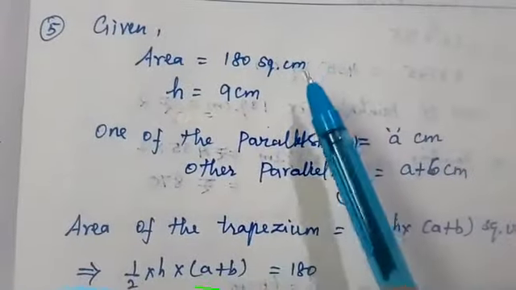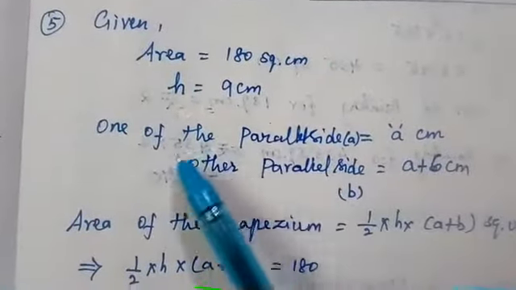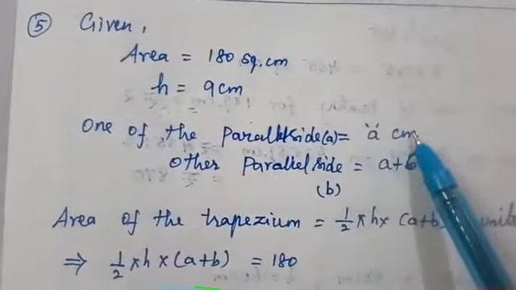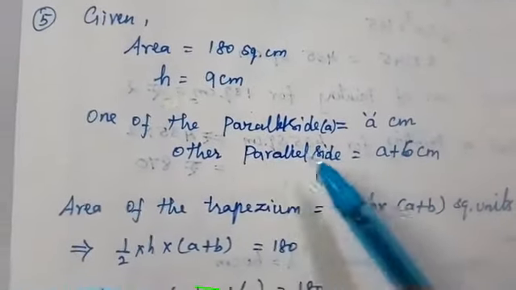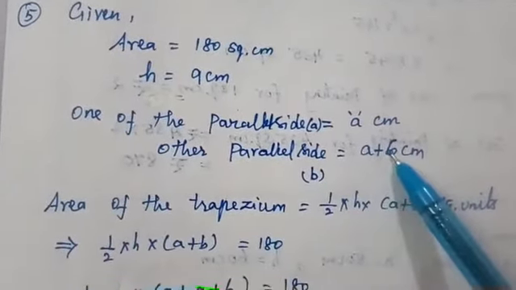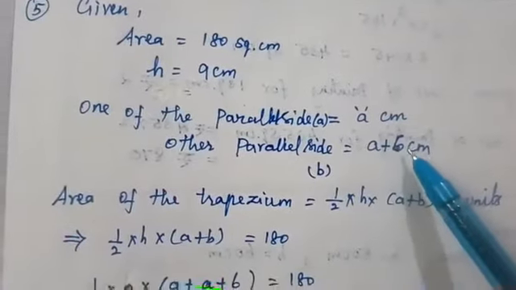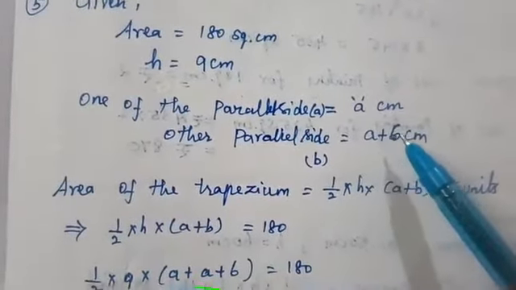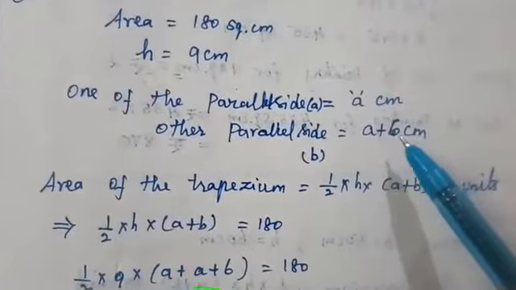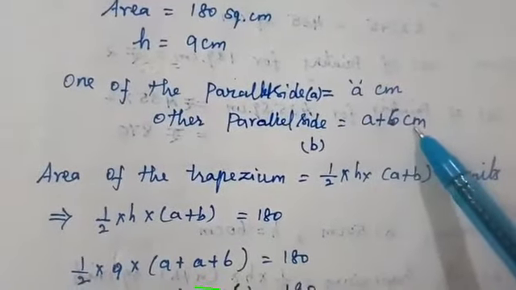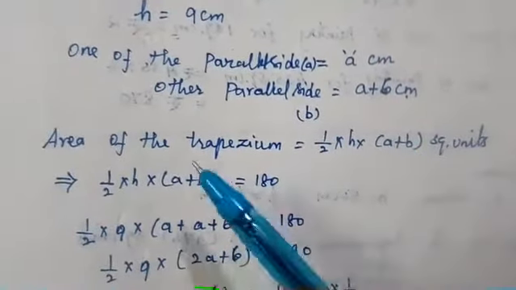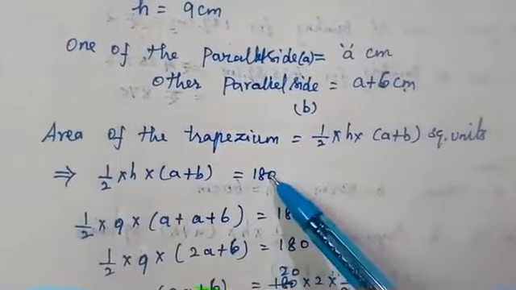For the given area, the height is given, and one of the parallel sides we consider as A, since the values are not given. The other parallel side is B equal to A plus 6, because it is given as 6 more than the first parallel side, so that is A plus 6 centimeter. Write the formula, then compare the formula and the area value.